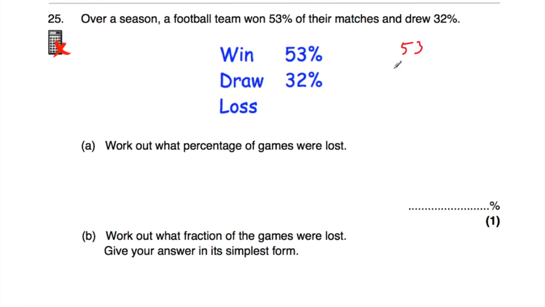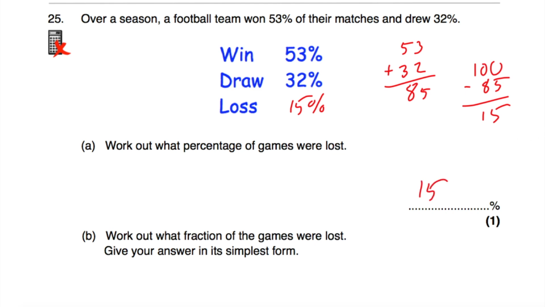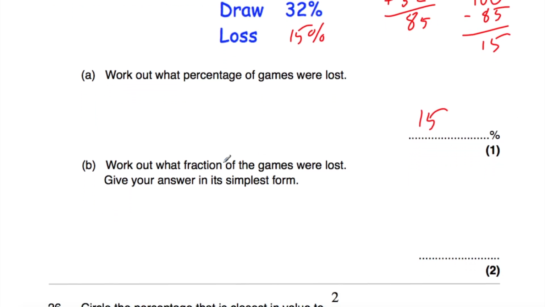So let's add together these numbers. Let's do 53 plus 32, and 3 plus 2 is equal to 5, and 5 plus 3 is equal to 8. So if we add together 53% and 32%, that's 85%. That means that they win or draw 85% of their matches. And then if we do 100 take away 85, that's equal to 15. So that means that they lose 15% of their matches. What percentage of the matches were lost? That's 15%. And then part B says work out the fraction of games that were lost and to give our answer in its simplest form. So that's 15%. We need to write that as a fraction. So it's going to be 15 out of 100.